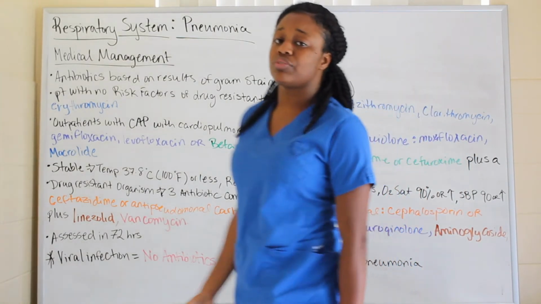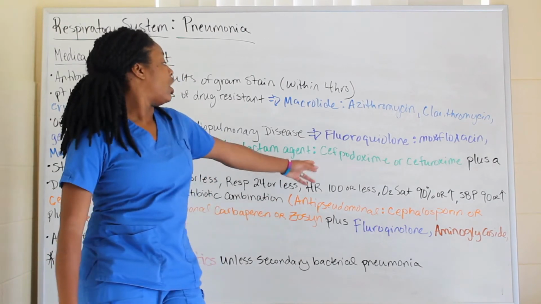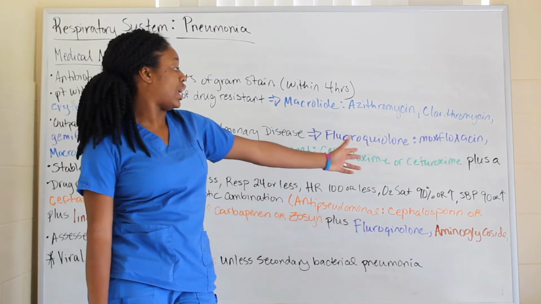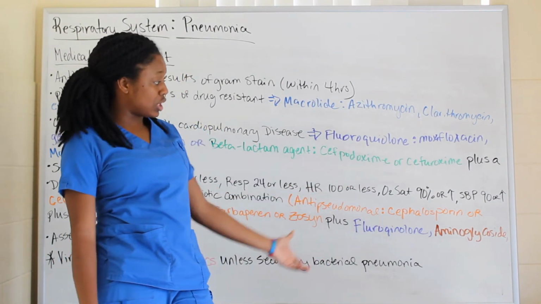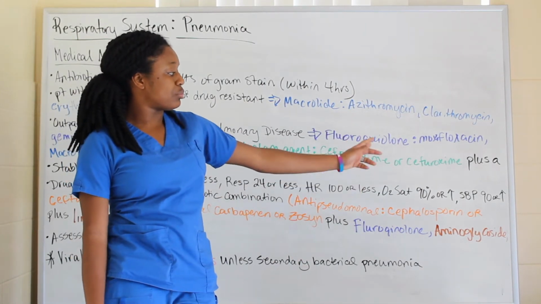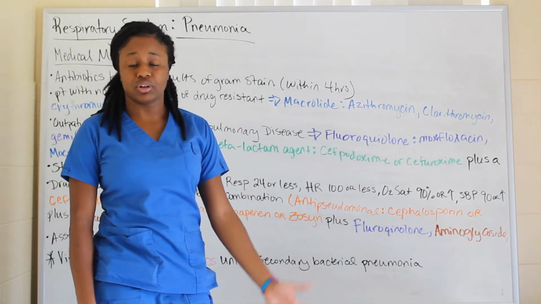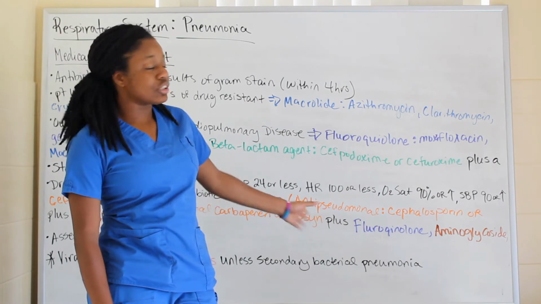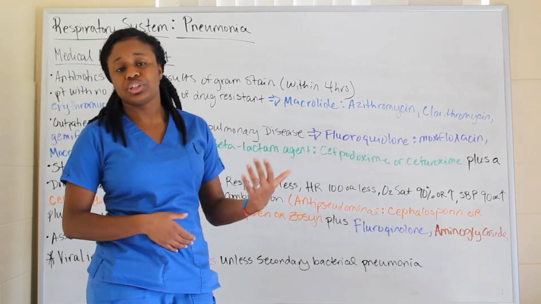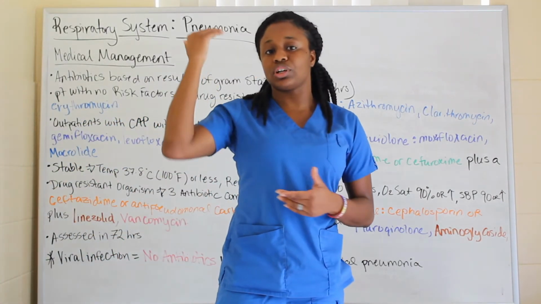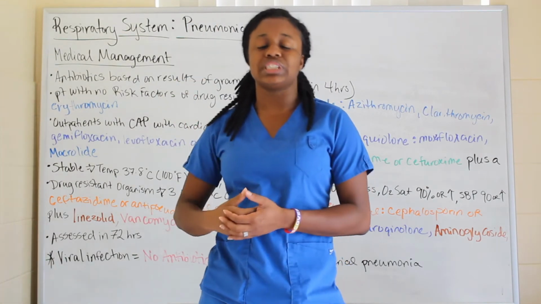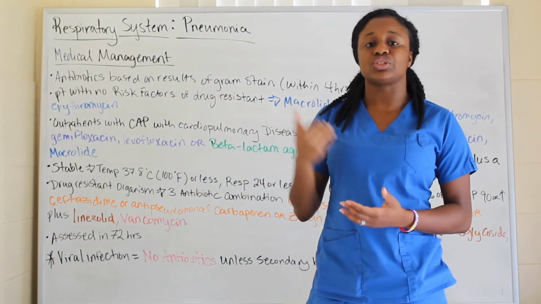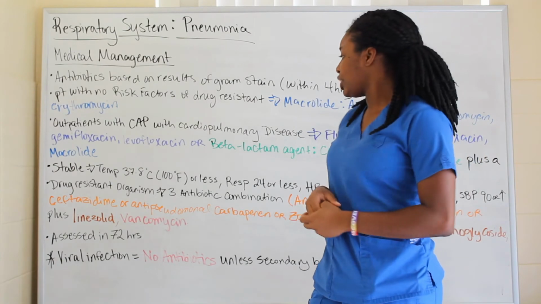A respiratory rate of 24 or less, a heart rate of 100 or less, an O2 saturation of 90 or above, and a systolic blood pressure of 90 or above. Those are all considered stable in a patient who has pneumonia, because again, they were once higher than that, so we're seeing that this patient is responding to the medication.